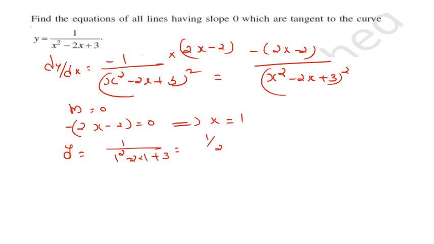So what is the equation? Equation is y minus 1 by 2 is equal to slope 0 into (x minus 1). So you are getting y is equal to 1 by 2. This is the equation of the line having slope 0, which is tangent to the given curve.